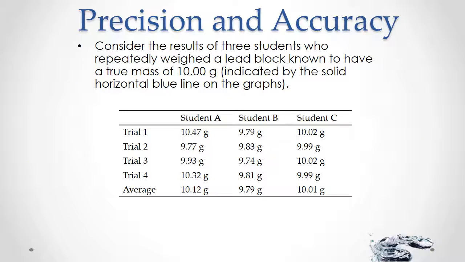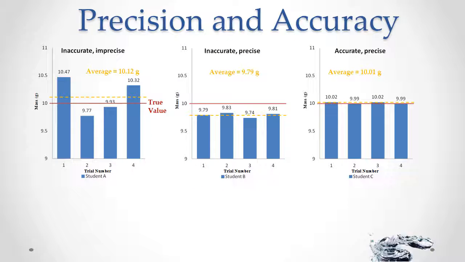Let's take a look at some student data when students were asked to measure a 10-gram mass on a balance. We have three sets of data. Student A had an average mass of 10.12 grams. Student B had an average mass of 9.79 grams, and student C had 10.01 grams as an average mass. Well, we need to take a closer look at their data to determine who is both accurate and precise.